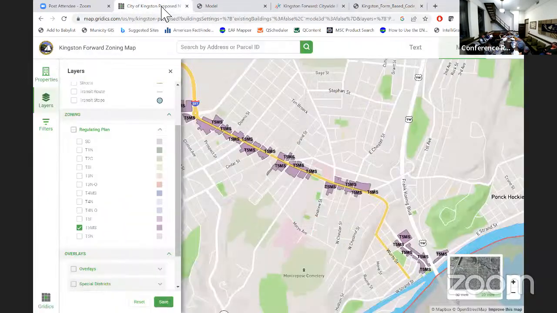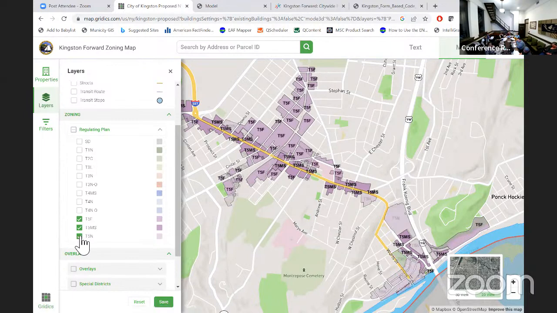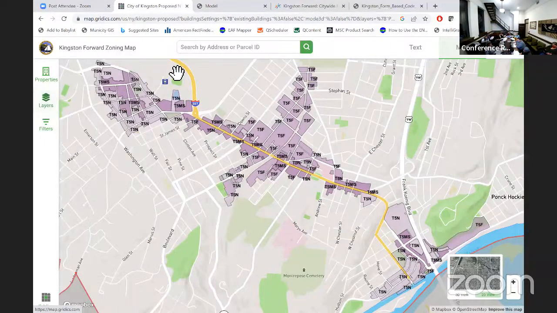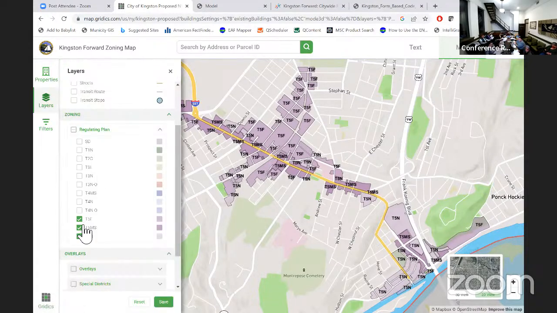So we covered T5 main, what about T5 flex, T5 neighborhood? Anything in those? If you look on the map now, you can see where the T5 flex is, the lighter purple on the map, and it's pretty much the area around the T5 Main Street.